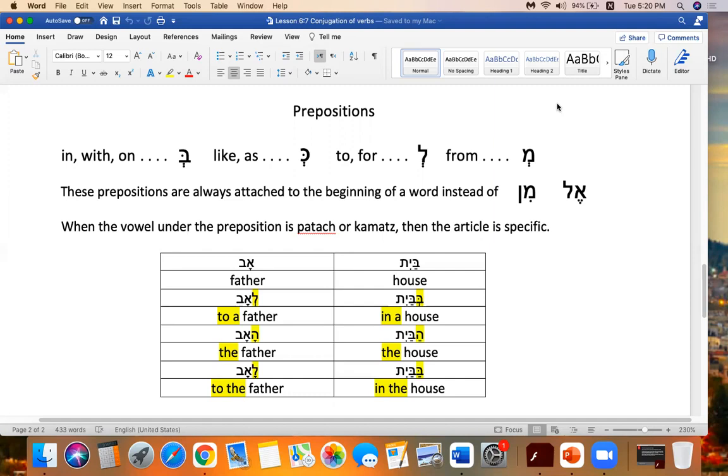When the vowel under the preposition is patach or kamatz, then the article is specific. So we have some examples here. Av is father. If you want to say to a father, it's la'av, la being to or for. If you want to say the father, it's ha'av. If you want to say to the father, it's a combination of the la and the ha, la'av. Same thing with house, bayit. In a house, ba'bayit. The house, ha-bayit. In the house, ba-bayit, because it's got the bet and the hey for ba.